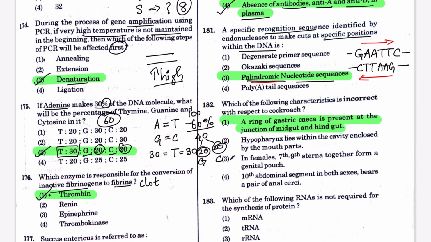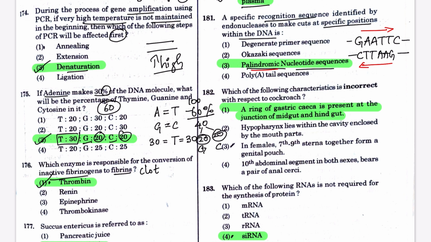Okay, right. So 182, which of the following characteristics is incorrect with respect to cockroach? Okay, so they're asking you which is incorrect.